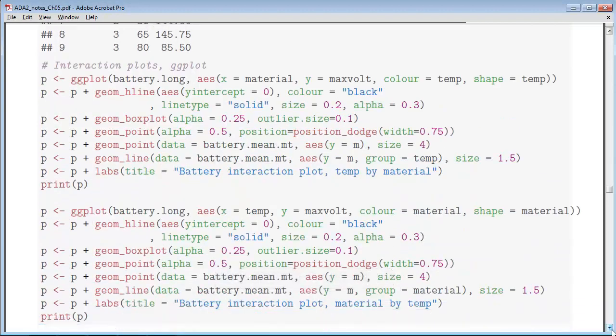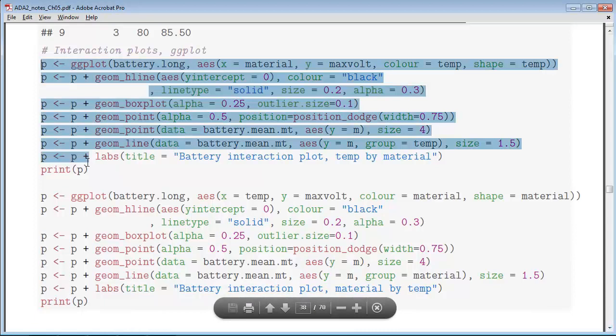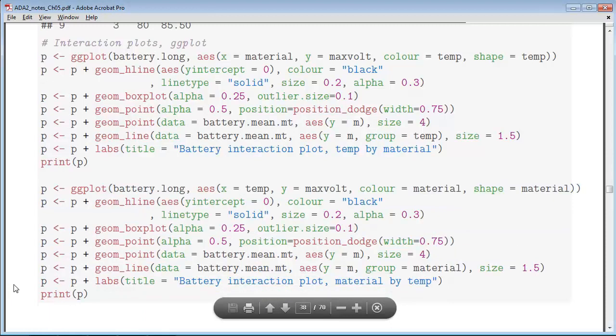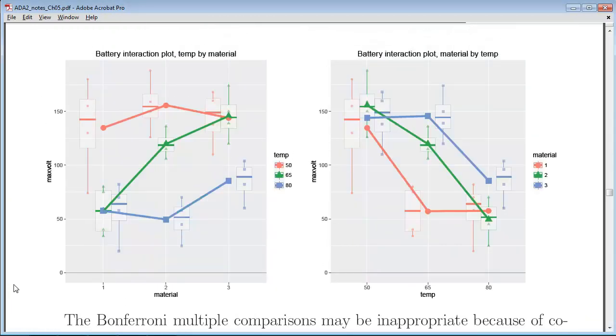All right, so here's a bunch of code. There's 2 chunks here. This chunk is the first plot on the left. This is the plot on the right. So let's just scroll down and take a look at that. All right. So on the left, start off by reading the axes, the material types 1, 2, and 3, with temperatures as colors, and max voltage is the vertical axis. Alternatively, we have temperature as the horizontal axis, and materials being colored, and max voltage being the vertical axis. Which of these tells a more interesting or compelling story for you?